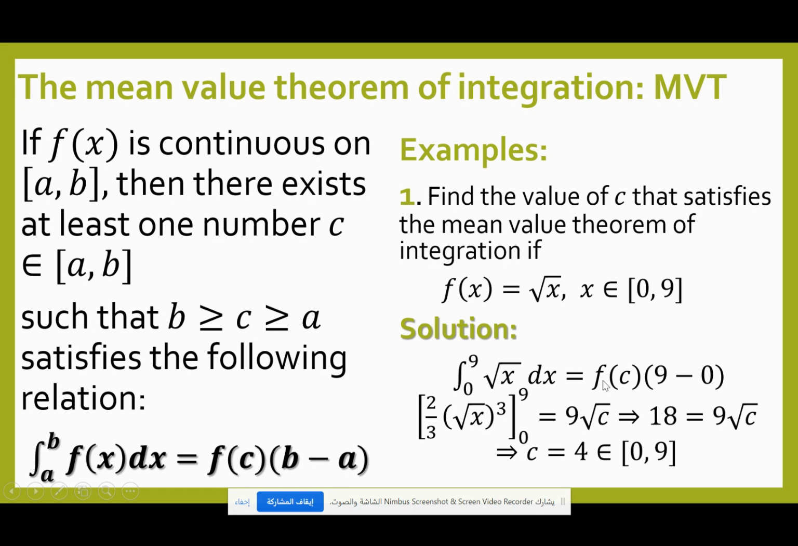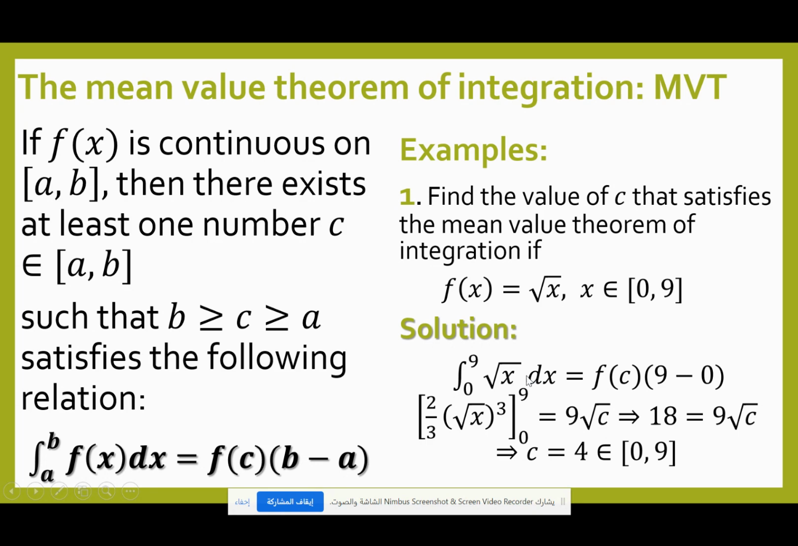And for f of c, you are going to take this c and replace it instead of x here. Make it f of c. f of c equals the square root of c. So you have to write square root of c instead of f of c, and 9 instead of 9 minus 0. So all of this on the right side is going to be written as 9 square root of c.